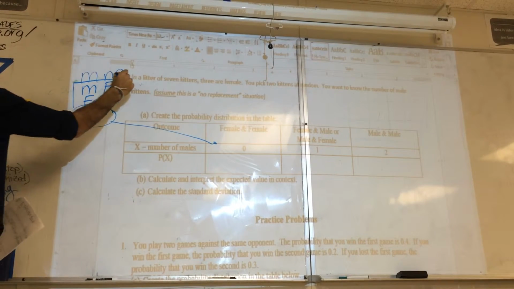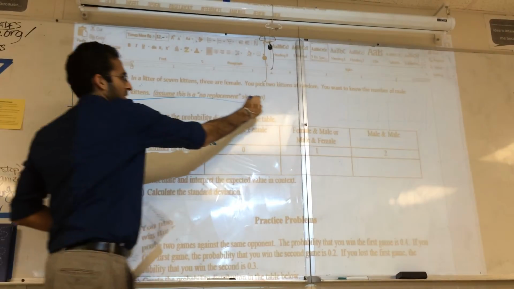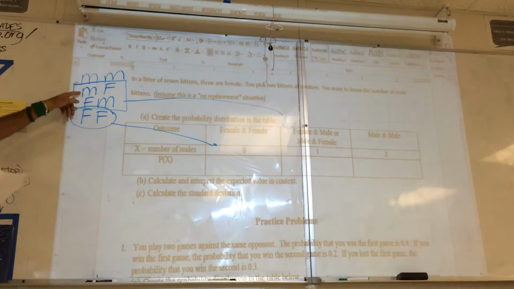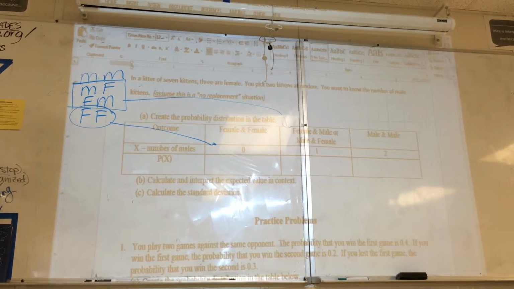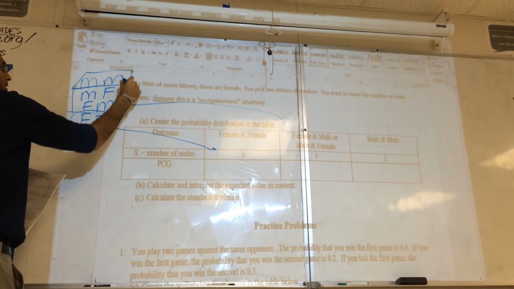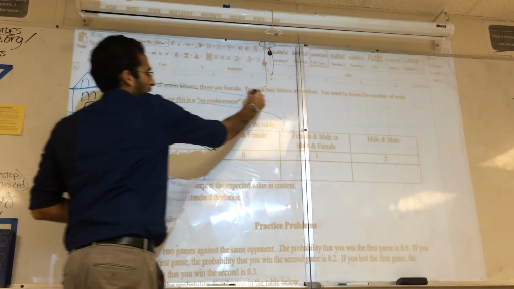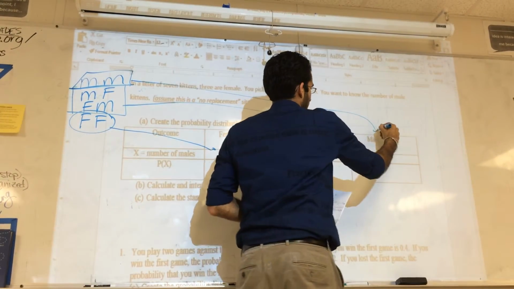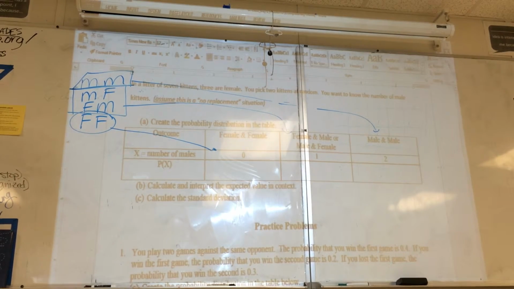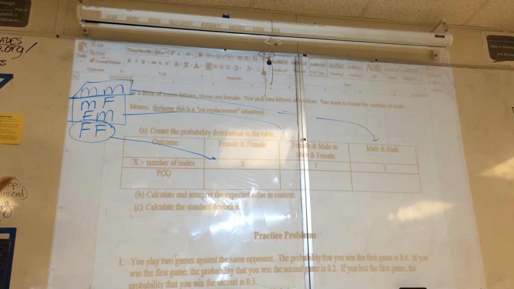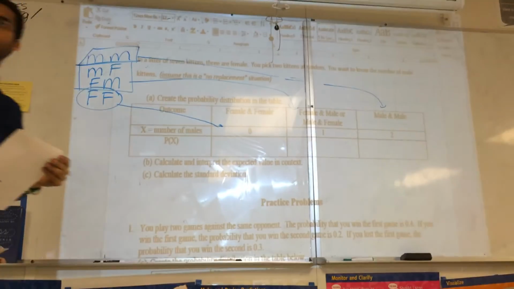These 2 correspond to this box right here, because in either of these cases, I have 1 male. And then this corresponds to this, because that's the only possible way for me to get the 2 males. And they want to know what the probability is of each one.